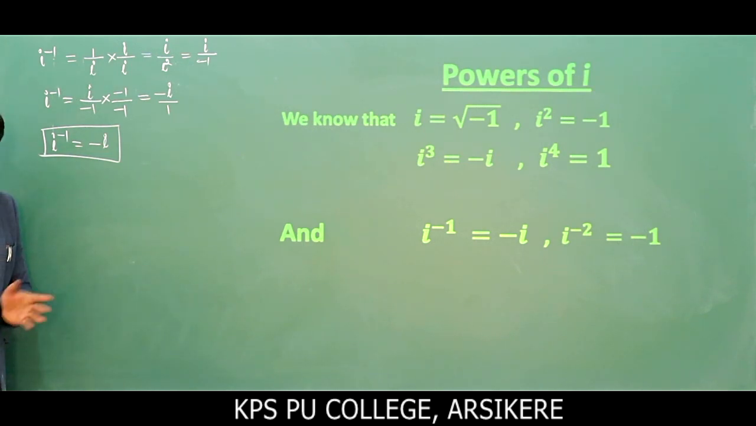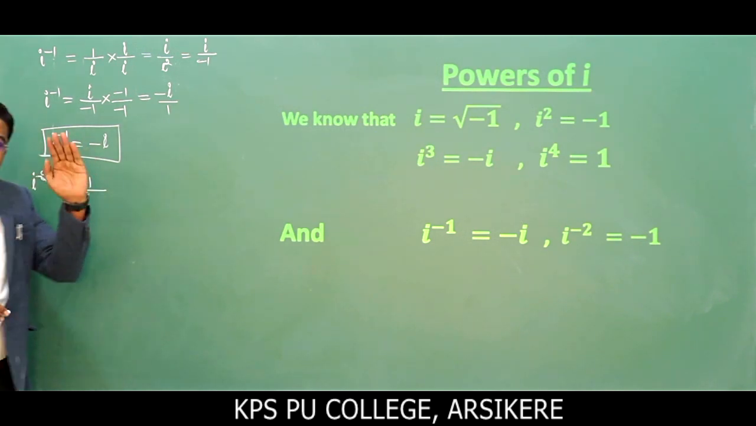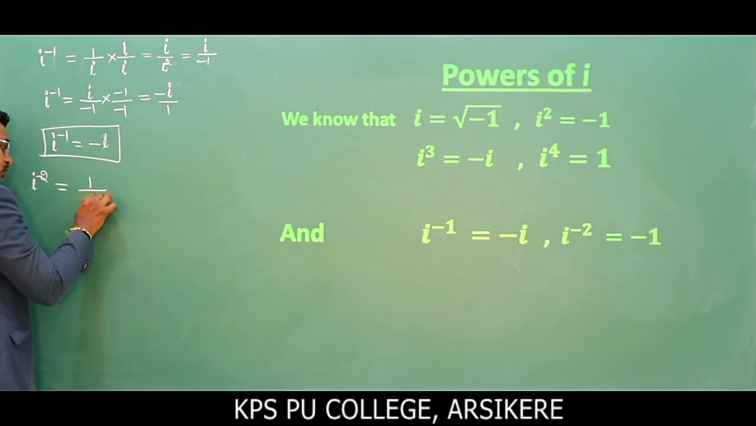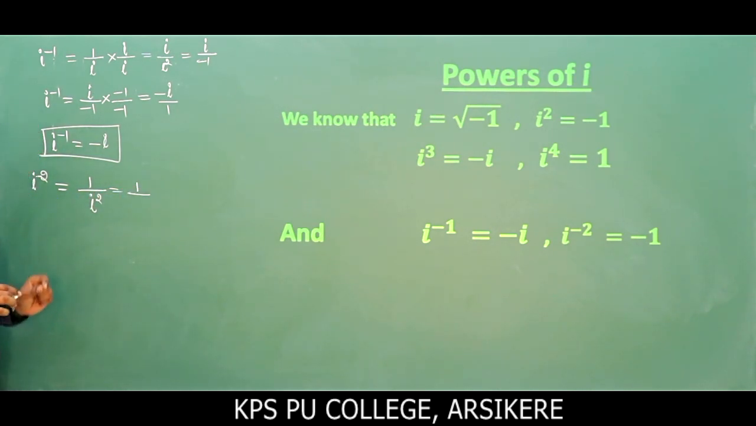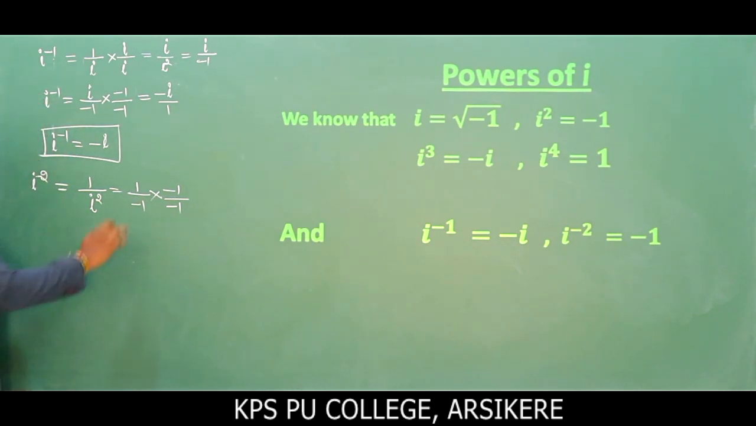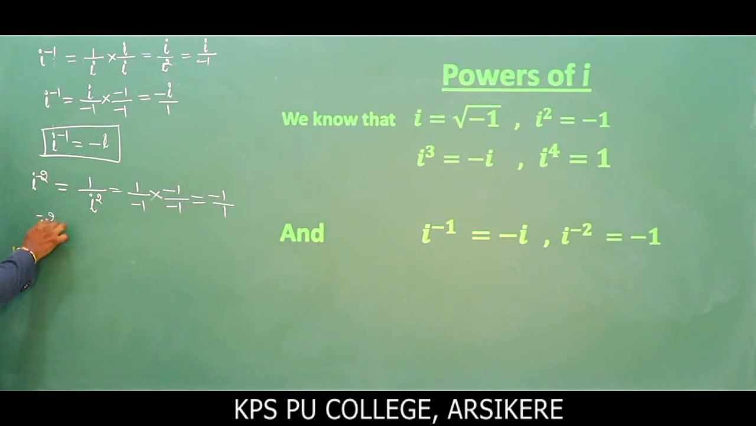So what about i power minus 2? I will explain. Previously for i power minus 1 we wrote 1 divided by i. What about i power minus 2? Very good, that can be written as 1 divided by i square. What is i square value? Very good, that is minus 1. How do we simplify this? Multiply and divide by minus 1. Minus into minus becomes plus. 1 into minus 1 is minus 1 divided by 1. In total, i power minus 2 is equal to minus 1.